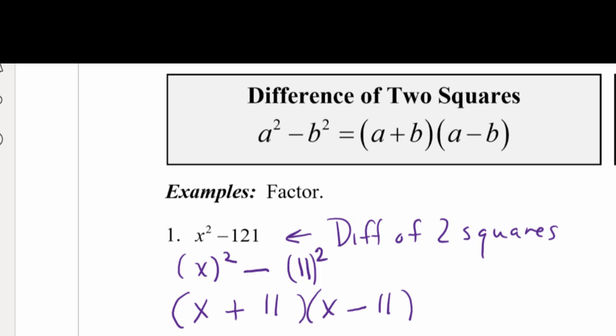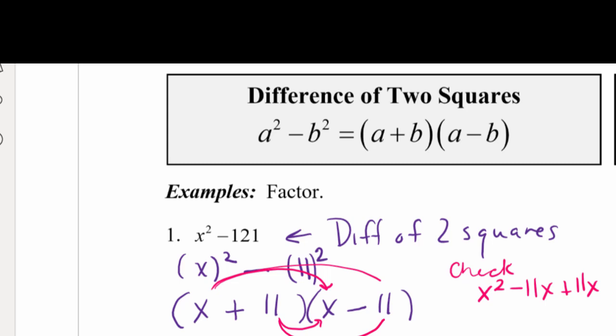So let's just remind you with a check that this really does work. If we FOIL this, we get x squared. So here's our check. And then with our outers, we get a negative 11x. And with our inners, we get a positive 11x. So see how having that positive and negative opposing signs there makes those middle terms equal to 0. And then when we multiply our two last terms, there's our negative 121.